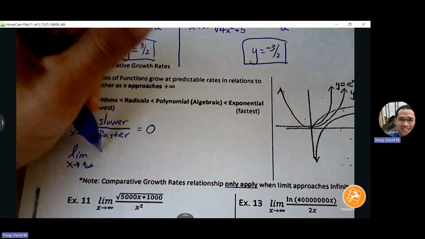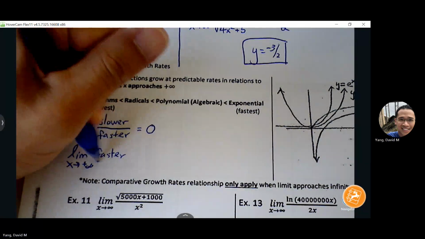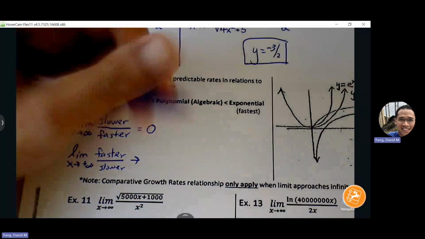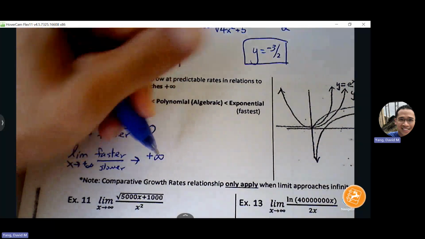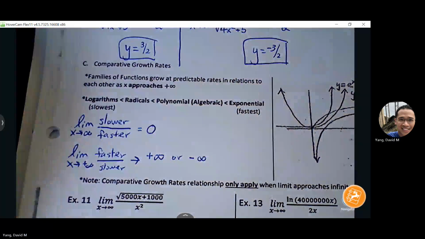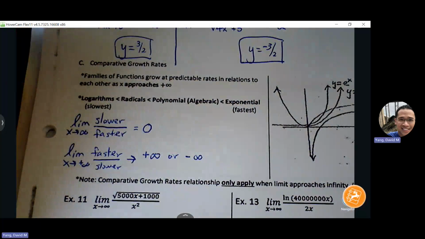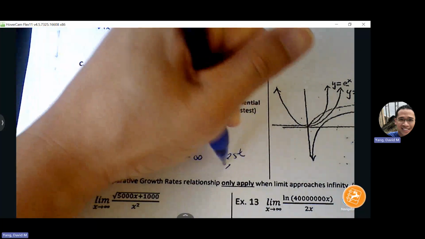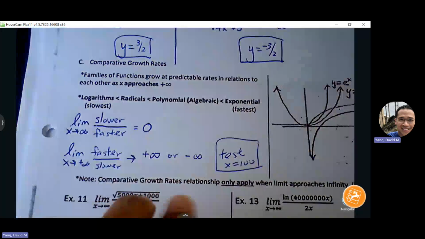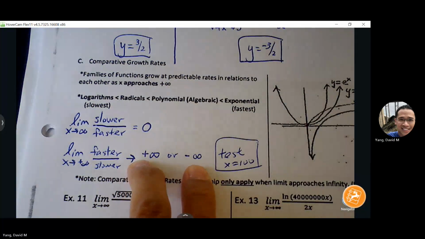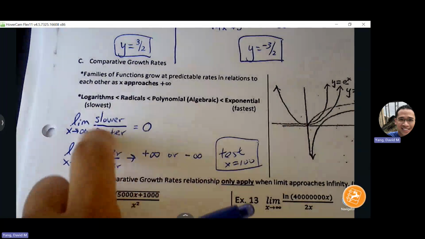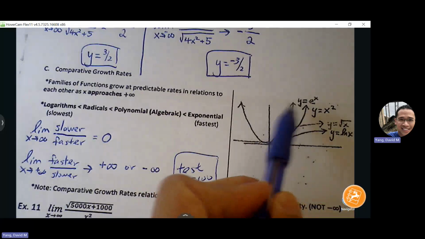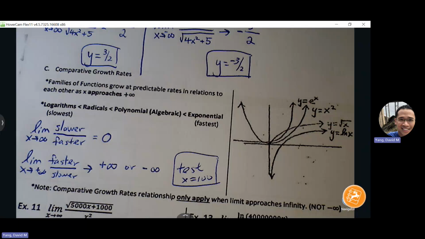This only works for positive infinity. The other scenario is, if my faster is up top and my slower is below, then what's going to happen? Unbounded, right? So one of two options, it's either this or this. And very similar to limit as x approaches infinity, if my degree is higher than my denominator, I'm going to test x equals 100 just to help me decide between those two. But the exception is that this doesn't work for negative infinity. This relationship is only going to be true if we're headed to the right.